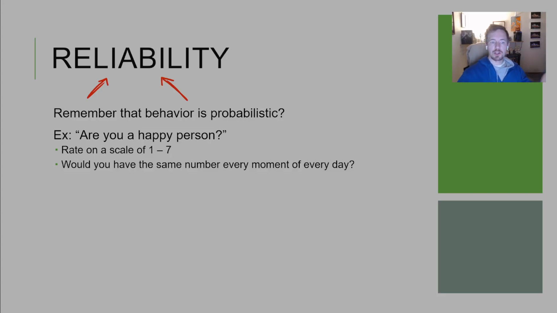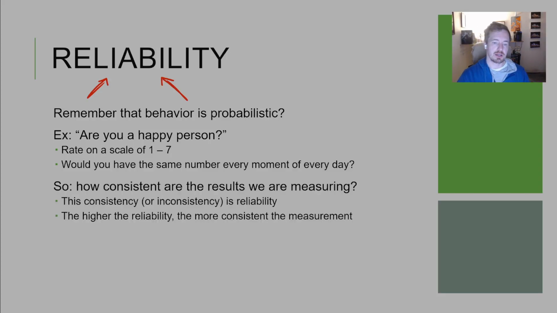So, are you a happy person? On a scale of 1 to 7, are you a happy person? Think about that number. If I were to ask you that, let's say at 7 a.m. tomorrow, would you have the same number? If I asked you at the end of the semester, right before you take the final, would you have the same number then? Maybe not. So reliability is a way of measuring the consistency of our measurement. So the consistency or inconsistency of that measurement to produce the same result.